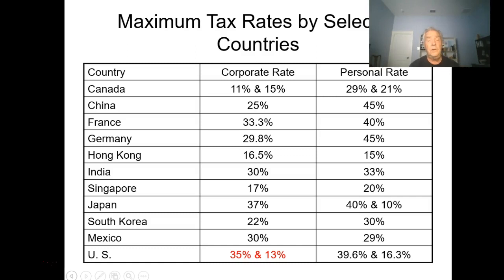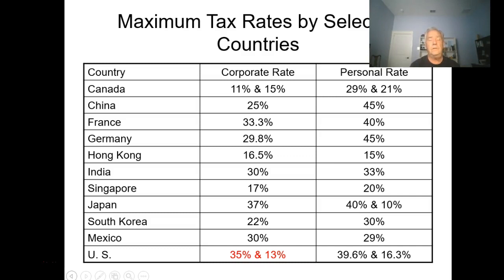So you compare that to Singapore, 17%, Hong Kong, 16.5%, Germany, less than 30%, France, 33%, China, 25%. Closest one is Japan at 37%, and I believe they've dropped that rate since then. Now, here's the situation and here is the problem. We have the highest corporate tax rate of any industrialized country in the world.